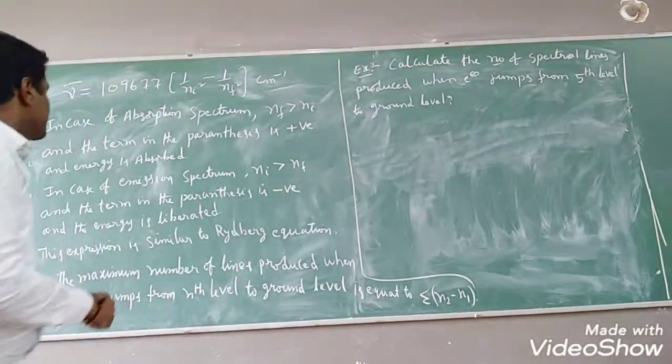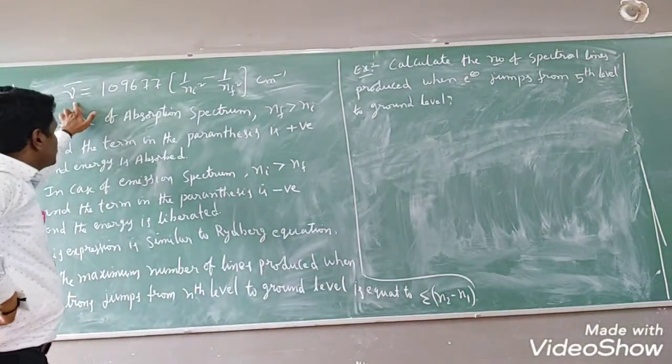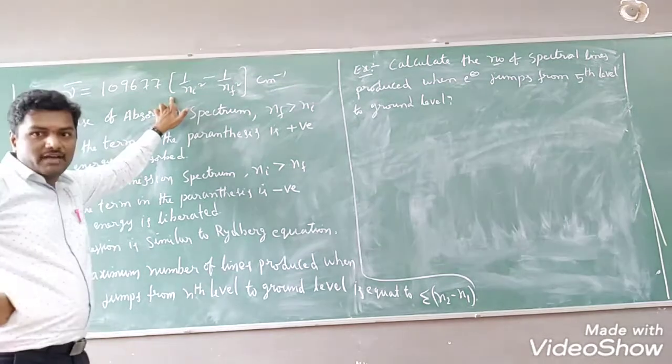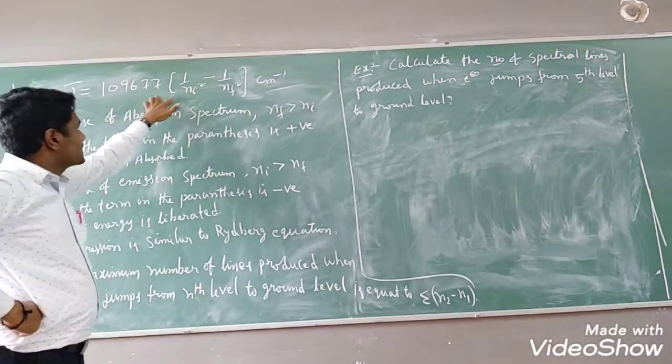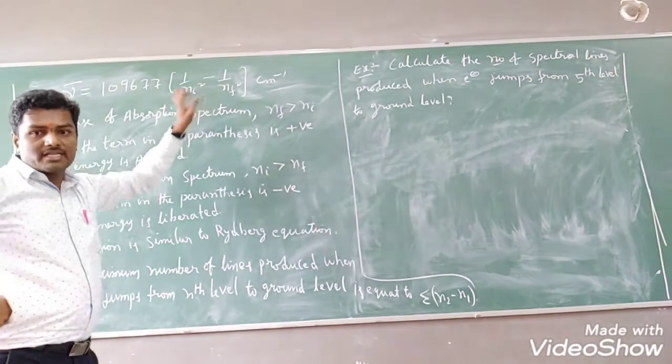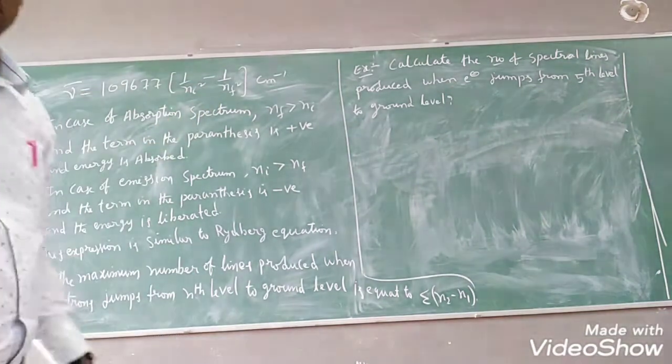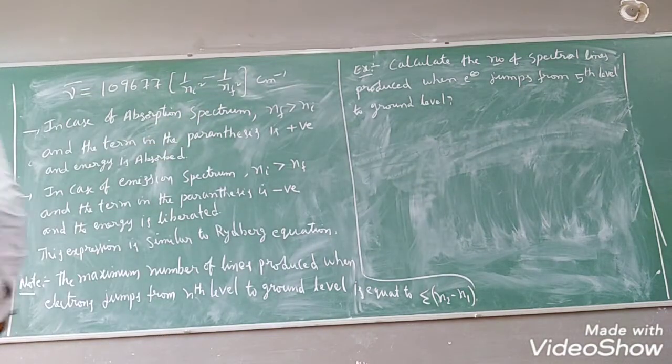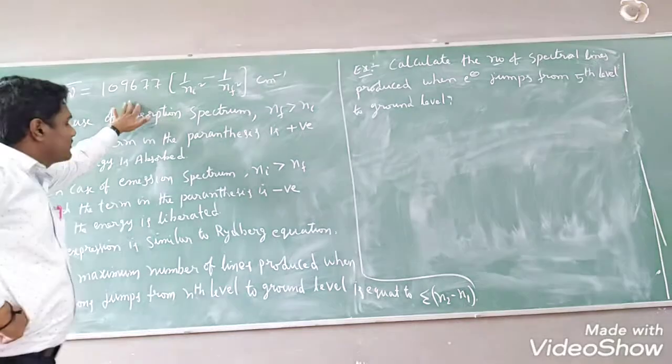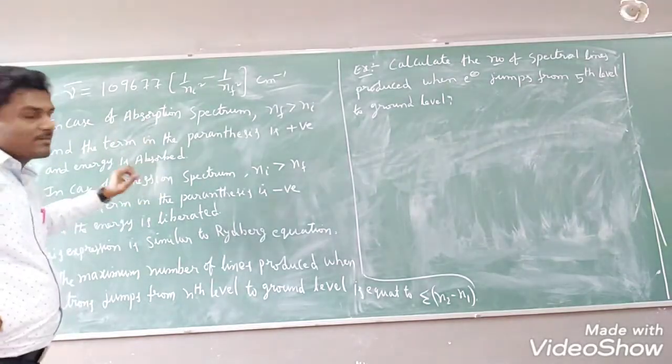Let us take, students, the expression we have derived for nu bar, that is 1.09677 into 1 by ni square minus 1 by nf square. We know this already, students, right? So by using this expression, we can draw some conclusions.